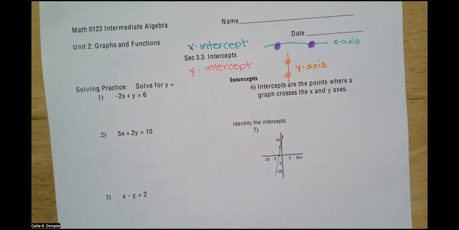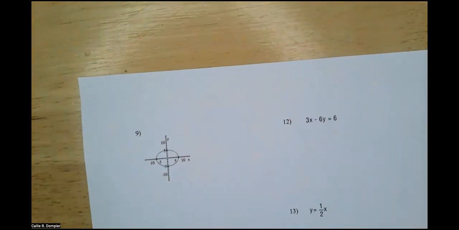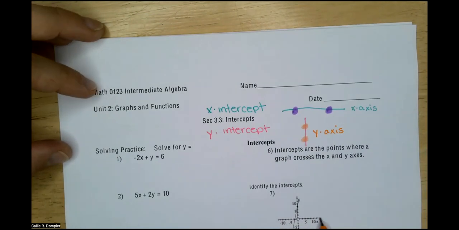called the intercepts. Also, you could graph a circle. It doesn't always have to be a line. It could be a circle. It will still have intercepts. Where it crosses the x-axis, where it crosses the y-axis is the intercept.